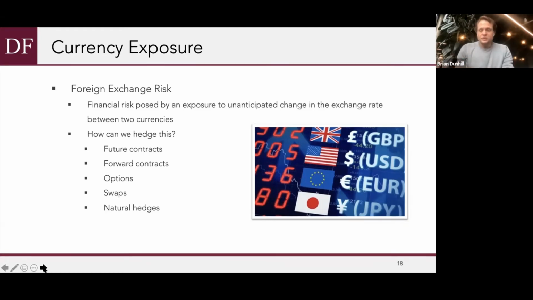The first four ways that you can manage some of that currency risk is through futures contracts, forward contracts, options, and swaps. Great ways of hedging things if, let's say, most of your money is sitting in a European bank account. You believe that the dollar is going to go down and you would like to lock in current rates.